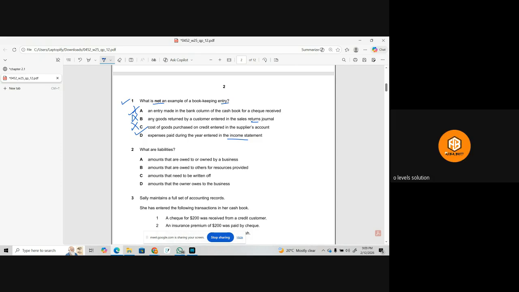Then we have the next question: what are liabilities? So it's too easy. Amounts that are owed to or owned by a business. This basically mixes assets with liabilities. That's not a pure liability, so this is not the right option. Amounts that are owed to others for the resources provided. Yeah, this is the correct definition of liabilities: the amounts that are owed to others for the resources.